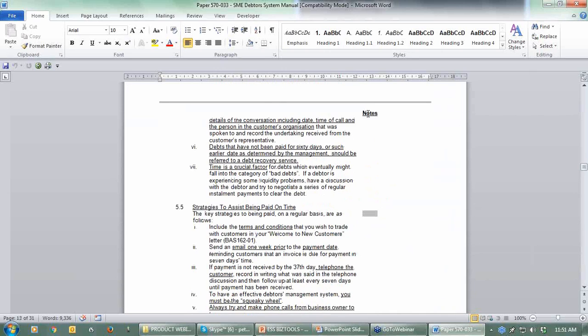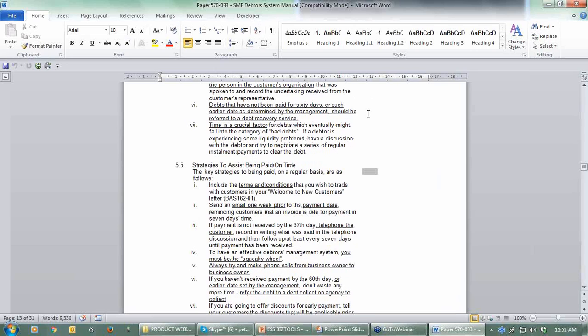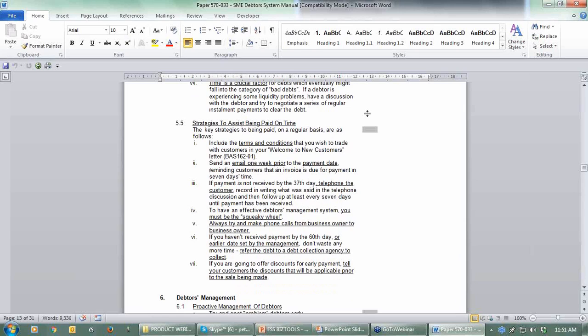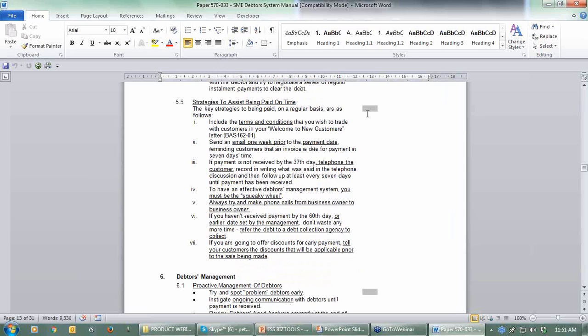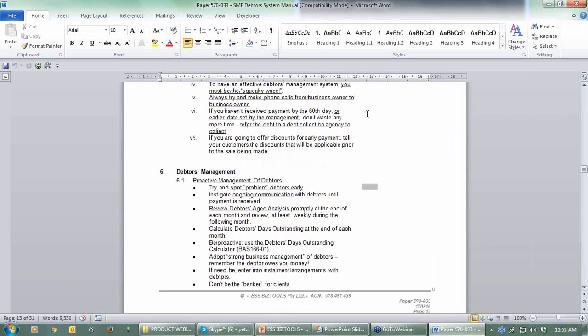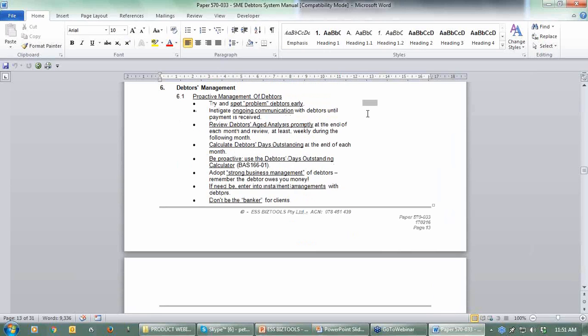The Australian Government's Small Business, Family Business Ombudsman recently indicated that debtors' days outstanding in Australia are the highest in the Western world. That's nothing to be happy about. And hopefully this manual will assist you to introduce systems to your clients which will contribute to a reduction in debtors' days outstanding for your individual clients.